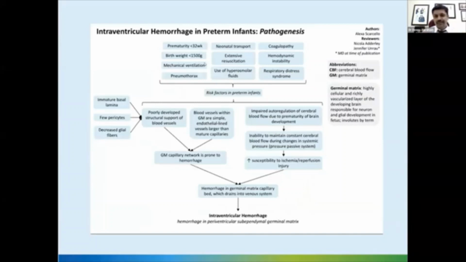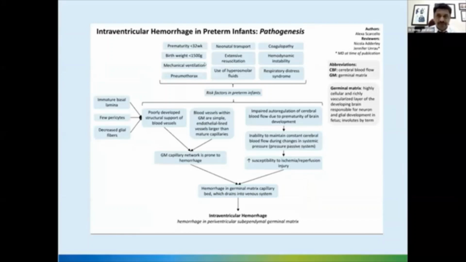So this is the nutshell of the pathogenesis for IVH. We have a big set of risk factors in our extreme preterms, from RDS to mechanical ventilation to unexpected resuscitation, more significant resuscitation efforts.